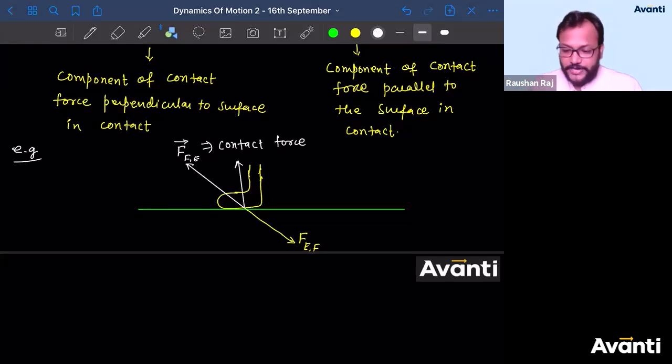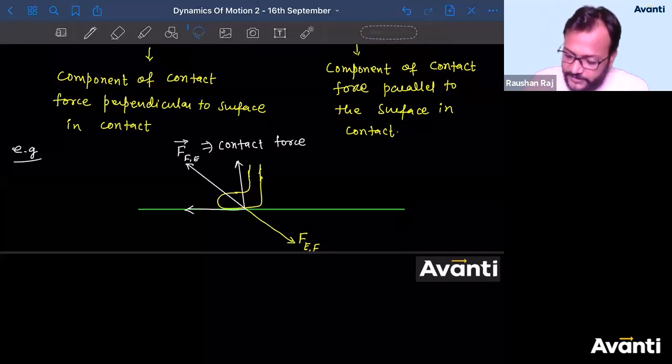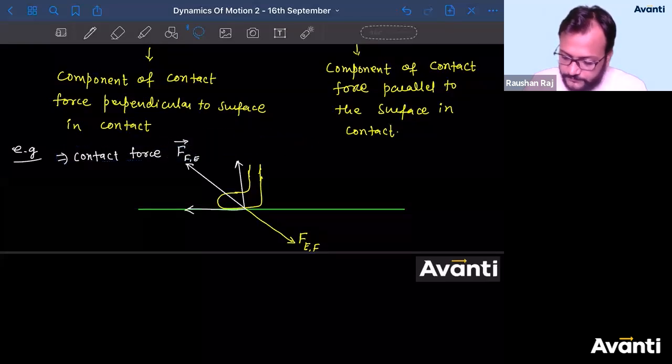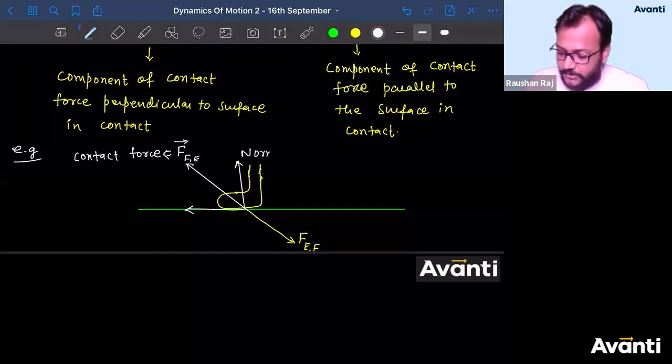What will be the component parallel to the surface? This will be the component parallel to the surface. So we name this force as, let me write this here. This is nothing but the normal force, and this is nothing but the friction.